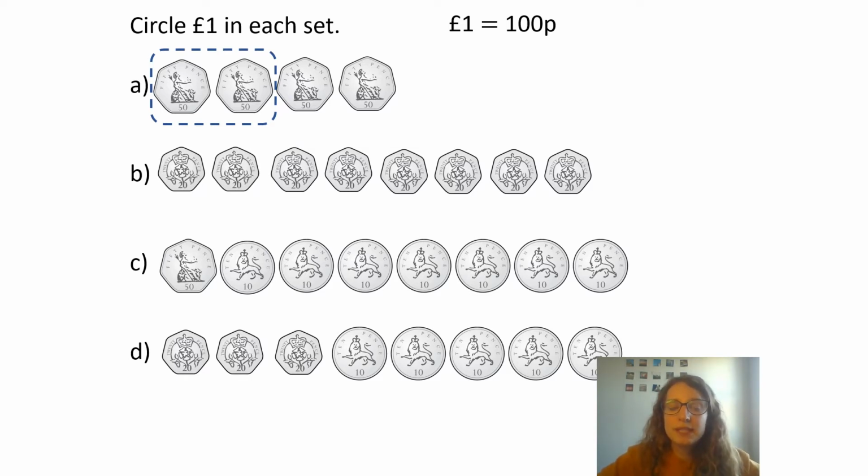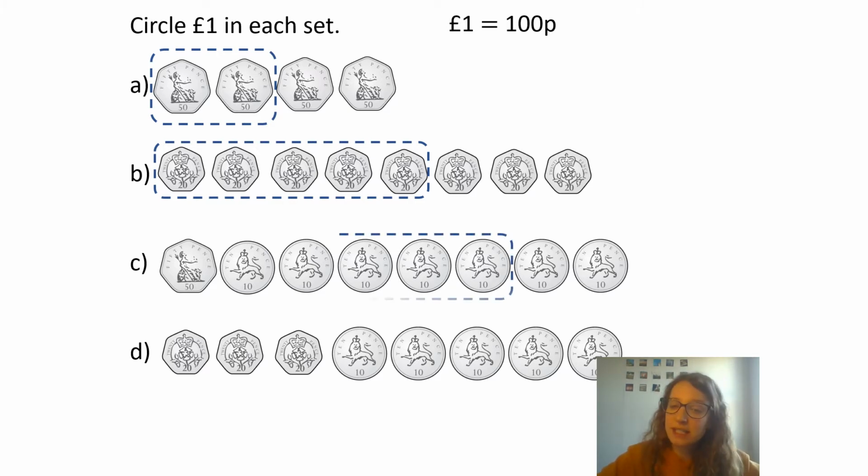So let's look at our next one. We've got 20, 40, 60, 80, 100. So we need those 5 20p coins. Okay, C, bit different because there's 2 types of coins we can choose from this time. So we're going to start with the biggest value. So we've got 50, add 10, so 60, 70, 80, 90, 100, and we know 100p is £1, so we need 1 50p and 5 10p.